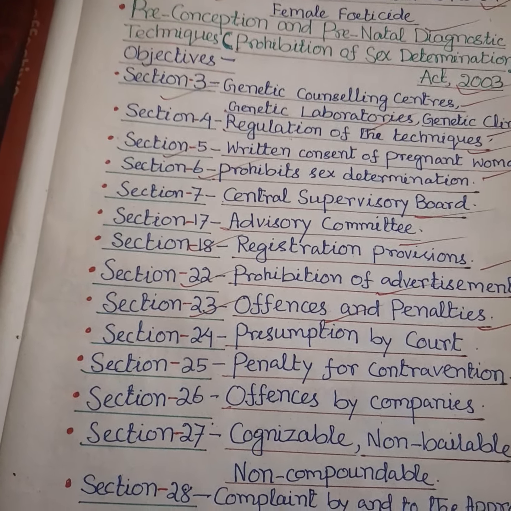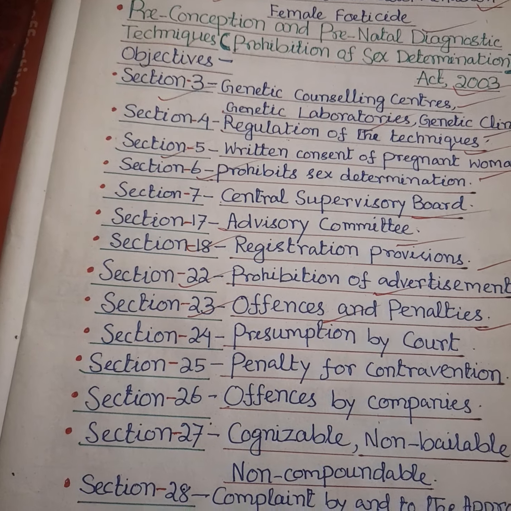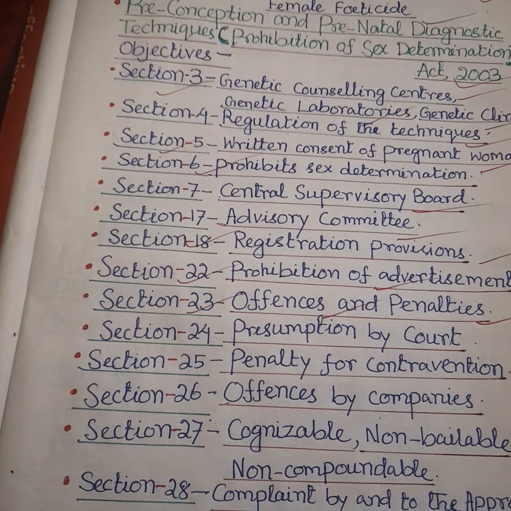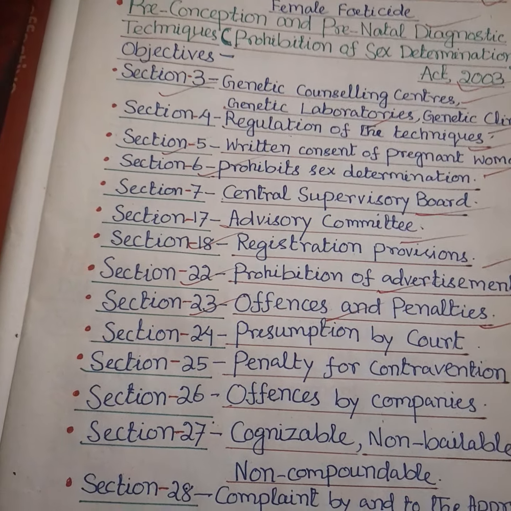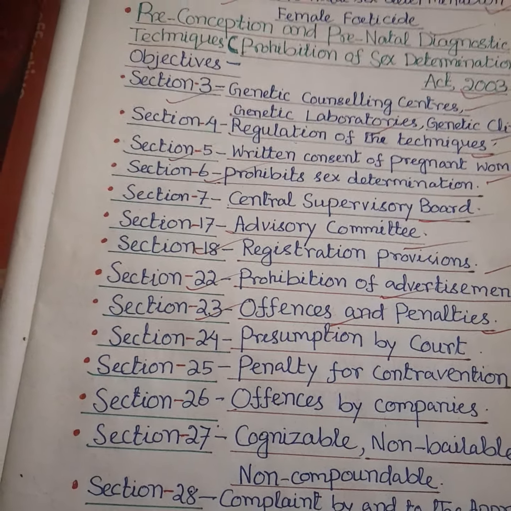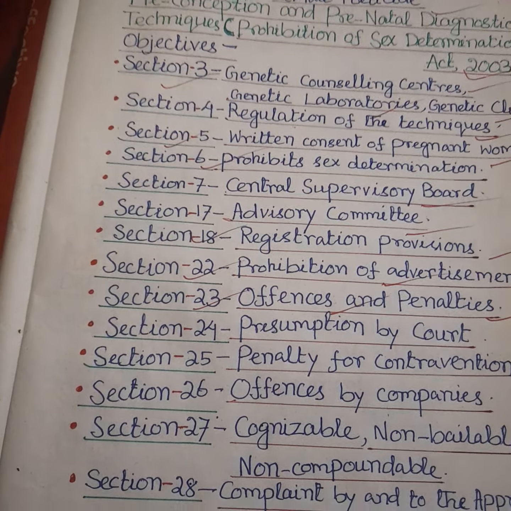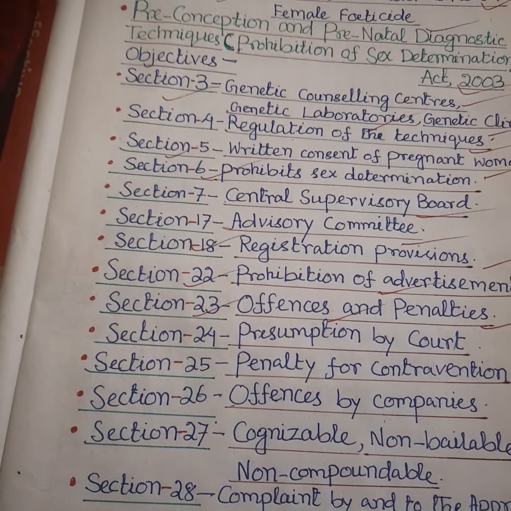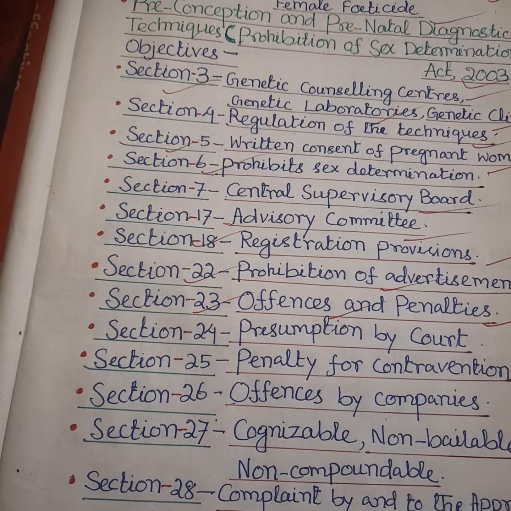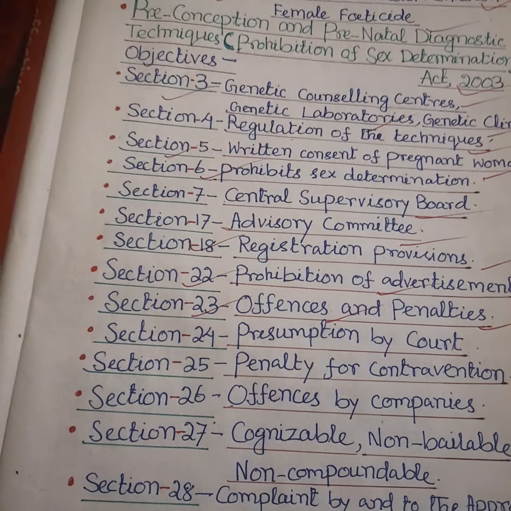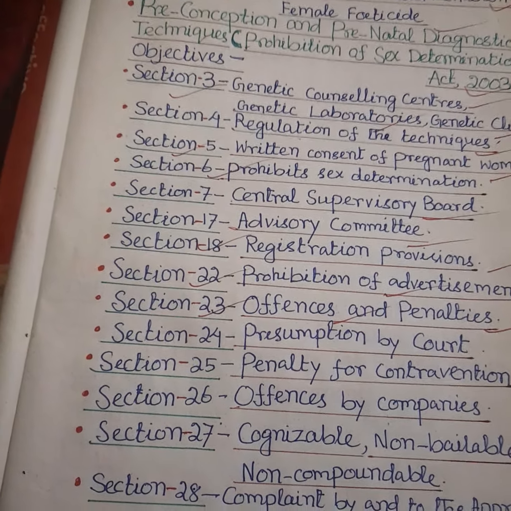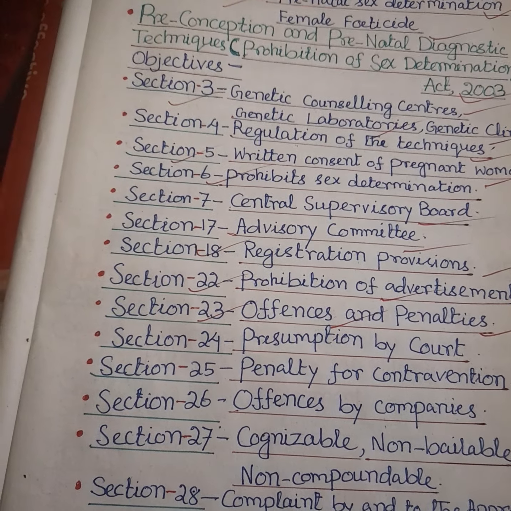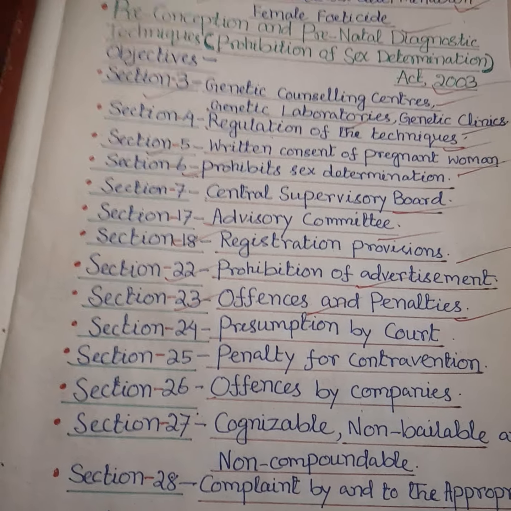Any person who seeks the aid of such a genetic center, laboratory, or medical practitioner for determination of sex of the fetus of any pregnant woman shall be punishable with imprisonment up to 3 years and with fine extending to 10,000 rupees, and for a subsequent offence with imprisonment up to 5 years and with fine up to 50,000 rupees.